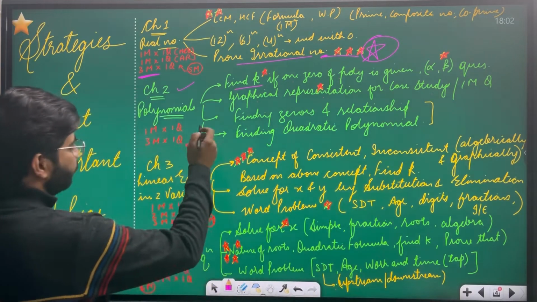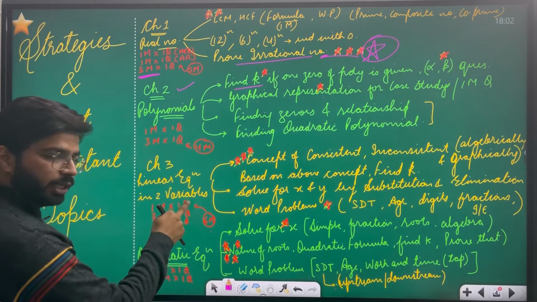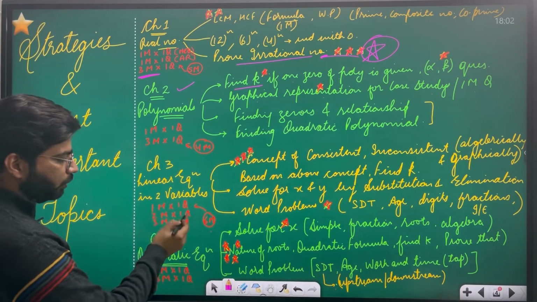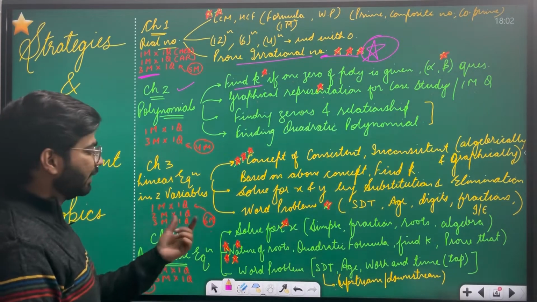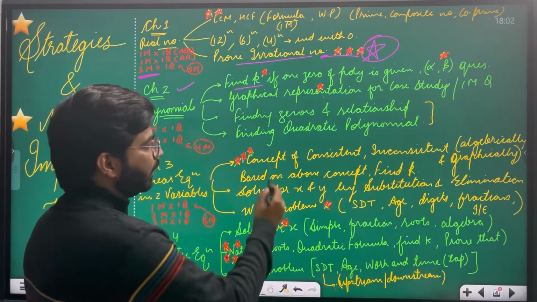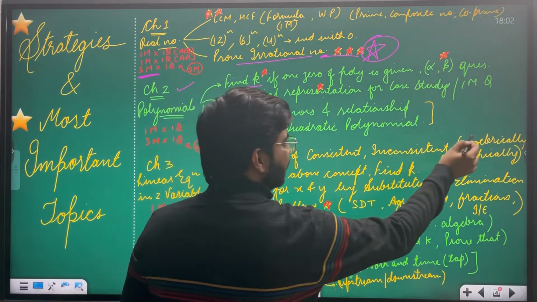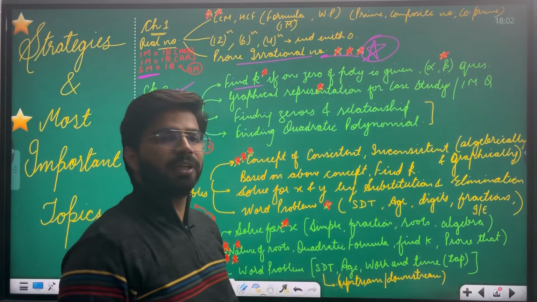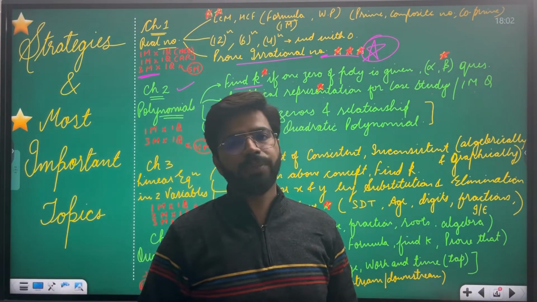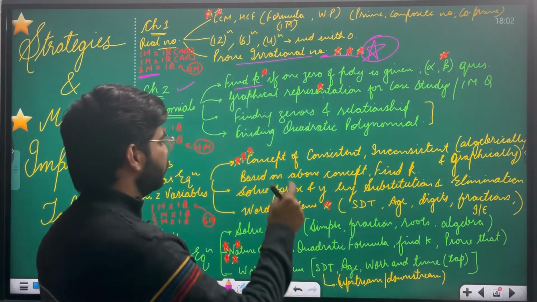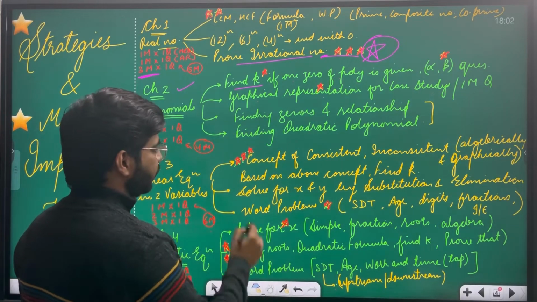Now chapter 3, linear equations in 2 variables. 1 mark 1 question, 2 mark 1 question and 3 mark 1 question, total 6 marks of linear equations. Now the concept of consistent, inconsistent, algebraically and graphically, this question will 101% be in the board 2022 and 23. So triple star means very important, right?